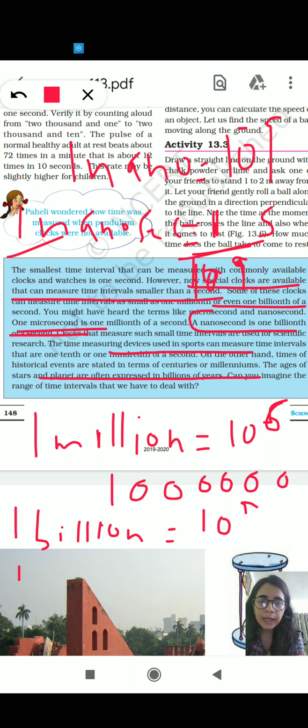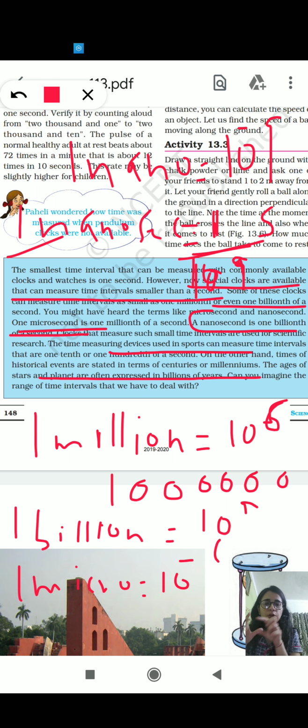Even microsecond. 1 micro means 10 raised to power minus 6. So 1 by 10 raised to power 6 will become 0.0000001. So we can even measure that unit of time as well.